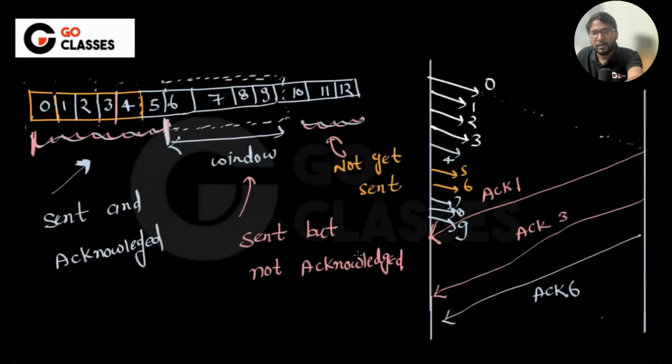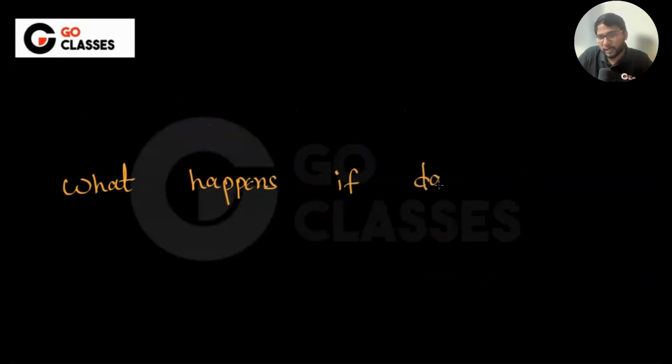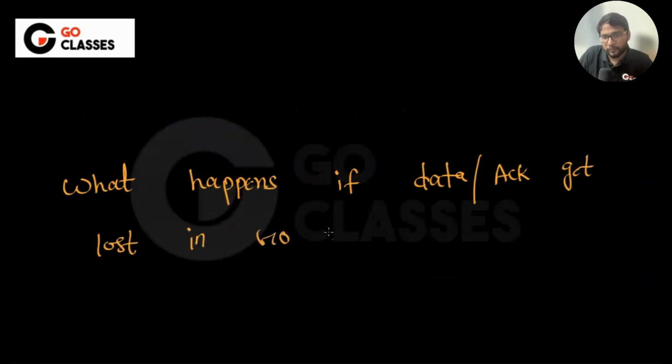Now let me put another heading. Now let me explain what happens if there is some loss. What happens if data or ACK gets lost in Go-Back-N? Let's see.